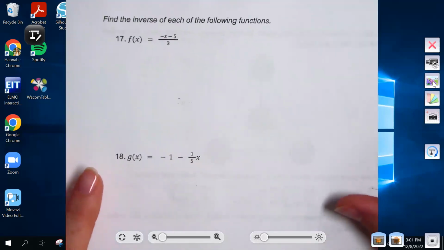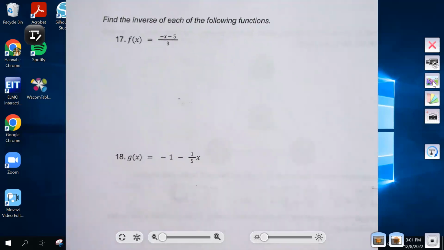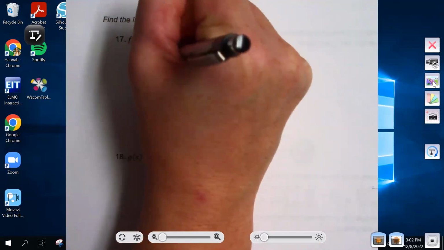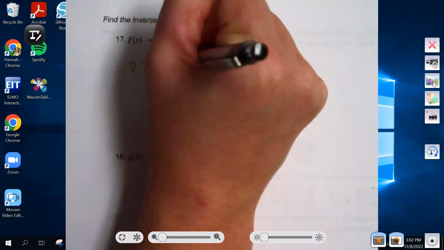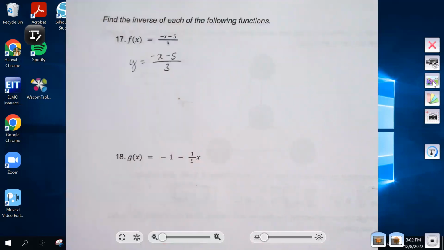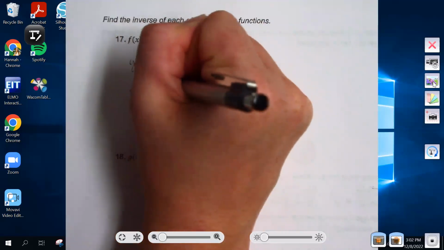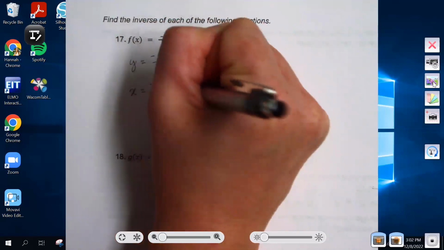Finding inverse functions. You will use the same 4 steps on all of these problems. Change function notation to y, switch the x and the y, solve for y, change back to inverse function notation. Okay, so on number 17, y equals negative x minus 5 over 3. Then we switch the x and the y. So x equals negative y minus 5 over 3.